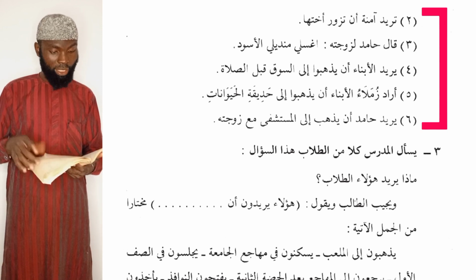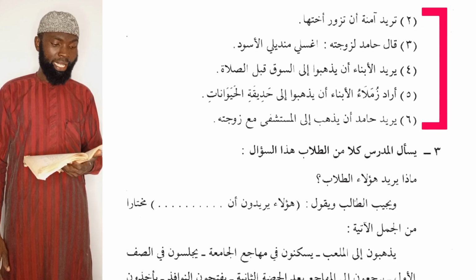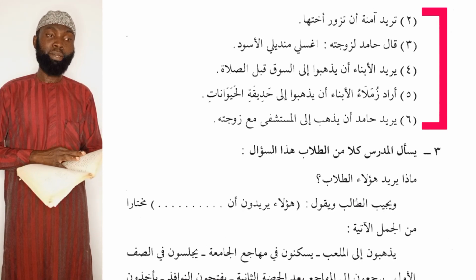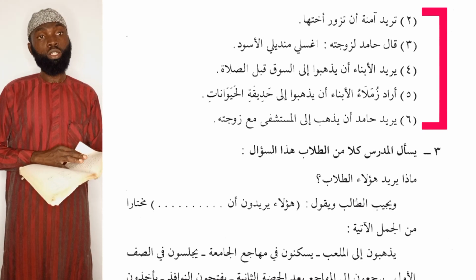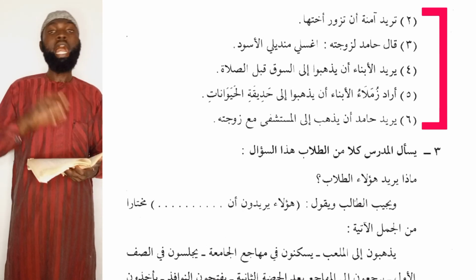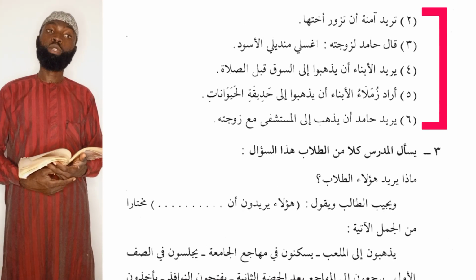Is that correct? Let's correct it. أراد زملاء الأبناء يذهبوا إلى حديقة الحيوانات. The partners of the children want to go to the animals garden. That is what is it called, to the zoo. So look at it and answer that question. يريد حامد أن يذهب إلى المستشفى مع زوجته. Hamid wants to go to the hospital with his wife. لا. يريد حامد أن يذهب إلى المستشفى مع بناته.